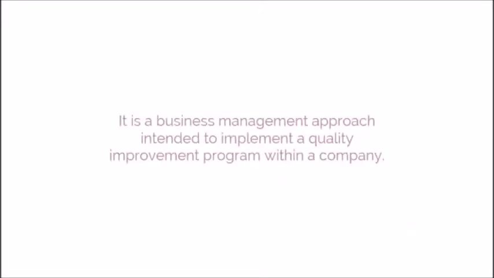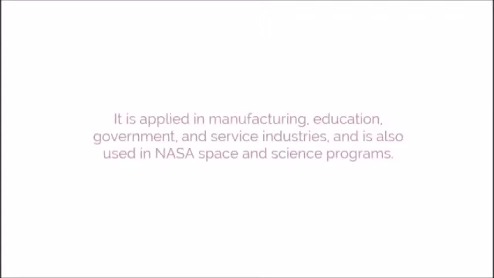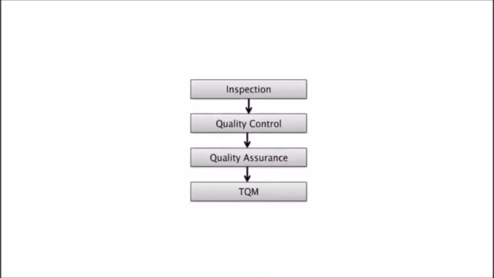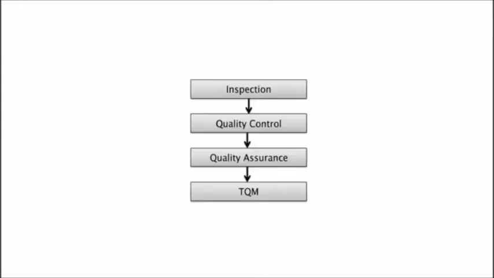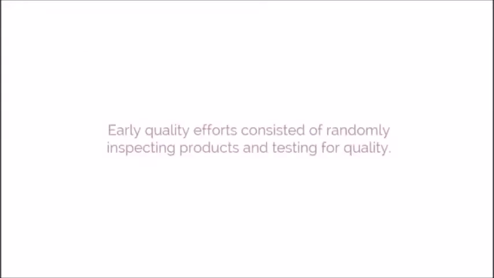So what do we mean by total quality management? Total quality management is a business management approach intended to implement a quality improvement program within a company. Total quality management is regularly applied in manufacturing, education, government, and service industries. Total quality management is also used in NASA space and science programs. Take a look at this figure. It depicts the evolution of total quality management. Early quality efforts consisted of randomly inspecting products and testing for quality.